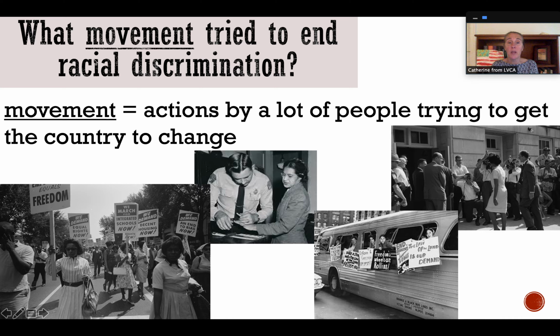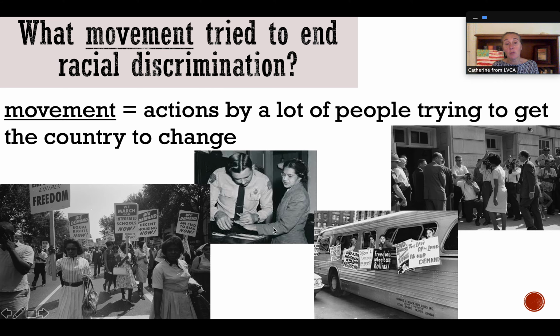So these are all pictures from the movement that was trying to end racial discrimination during the 50s and 60s in our country. Here are a whole bunch of people marching, carrying signs. They want equal rights. They want freedom. They want integrated schools. They shouldn't have separate schools for black children and white children. They said we should have decent housing, no matter what race a person is, no matter what color their skin is. We demand an end to bias. That's another word for discrimination.